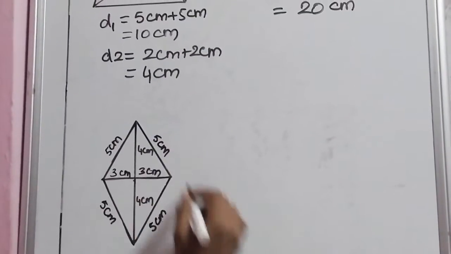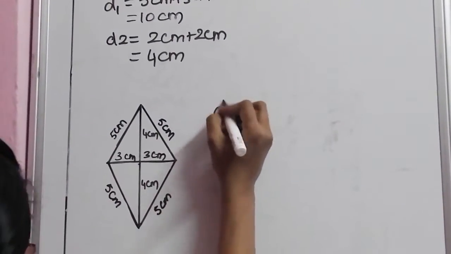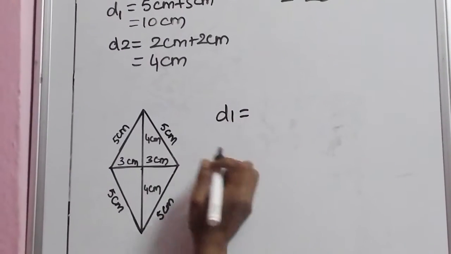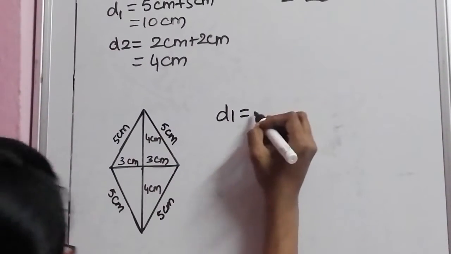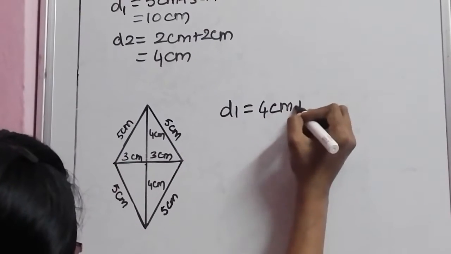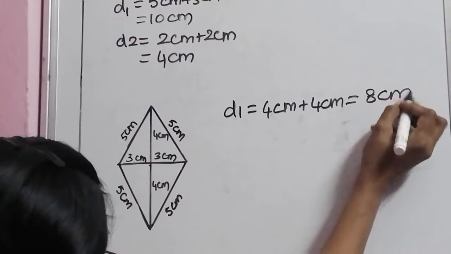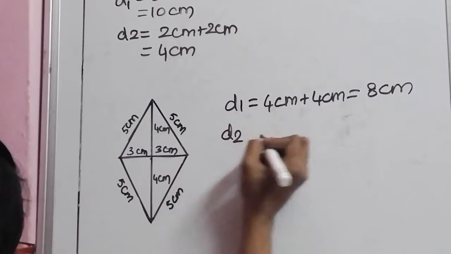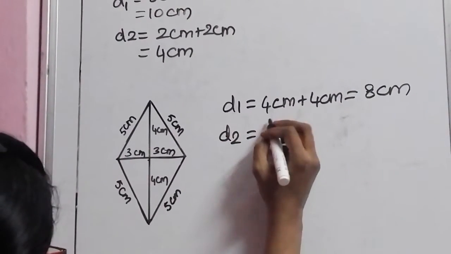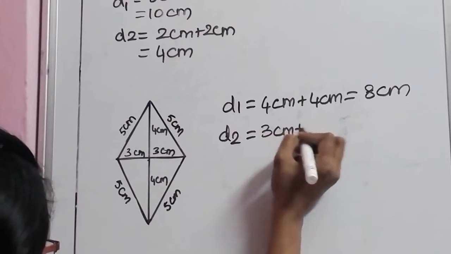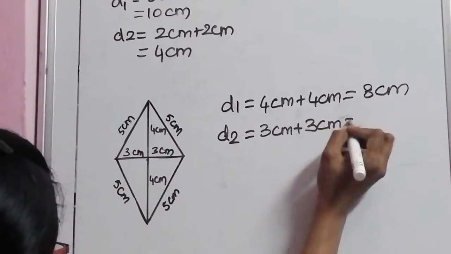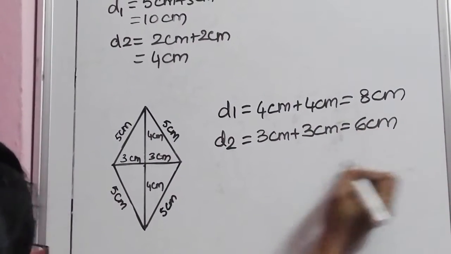Let us do the next bit. Look at the figure. Now first let us find out the diagonal values. D1 is equal to 4 centimeters plus 4 centimeters, 4 plus 4 is 8 centimeters. D2, let us find out. D2 is 3 centimeters plus 3 centimeters, 3 plus 3 is 6 centimeters.